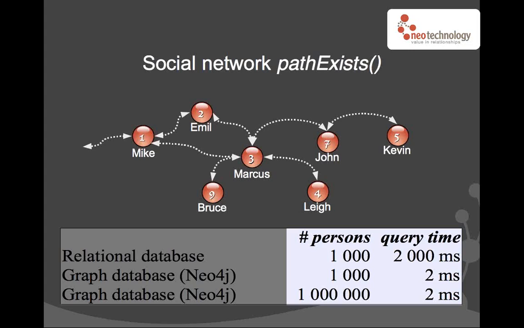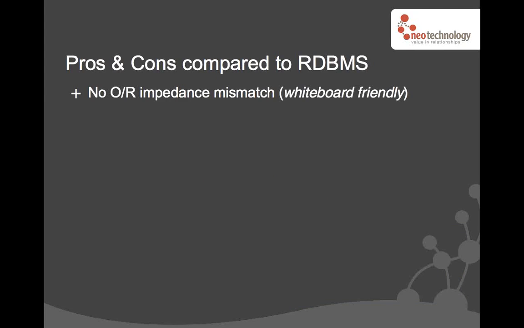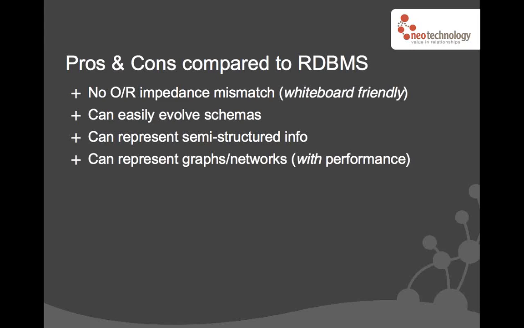So when it comes to high performance traversal of complex data, a graph database is typically a very good fit. So, pros and cons compared to a relational database. Well, there's no OR impedance mismatch. It's much easier to store many domain models in a graph database. It's easy to evolve schemas because it's a schema-free model. And it can represent semi-structured info. If you recall, you can attach 5 properties to one node and 3 properties to another and 10,000 properties on a 4th node. There's no single schema pushing down, forcing all elements to look the same. And finally, as we just saw, we can represent graphs and networks with really high performance.